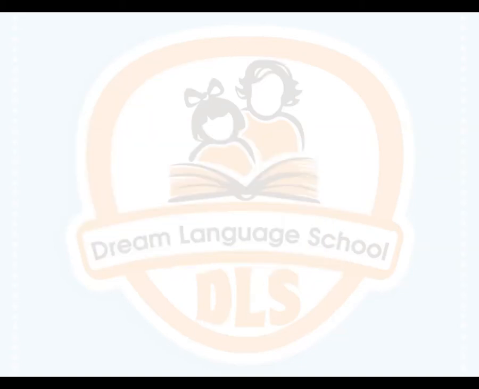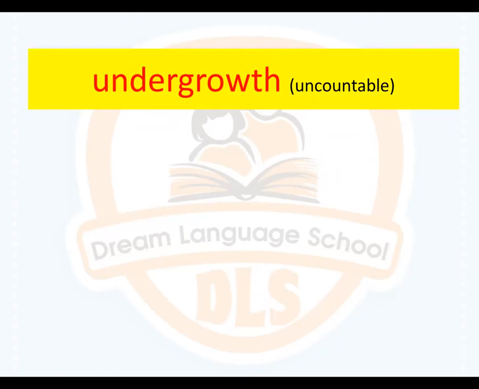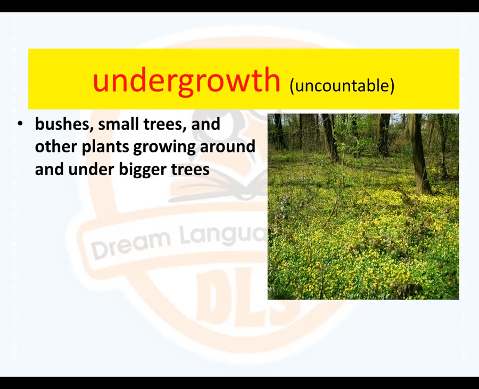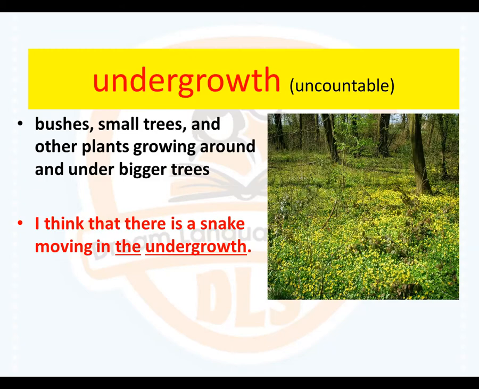Okay, let's start the first word, undergrowth. Undergrowth, of course, is uncountable. Uncountable, this is very important. Undergrowth means bushes and small trees and other plants growing around and under bigger trees. For example, I think that there is a snake moving in the undergrowth.